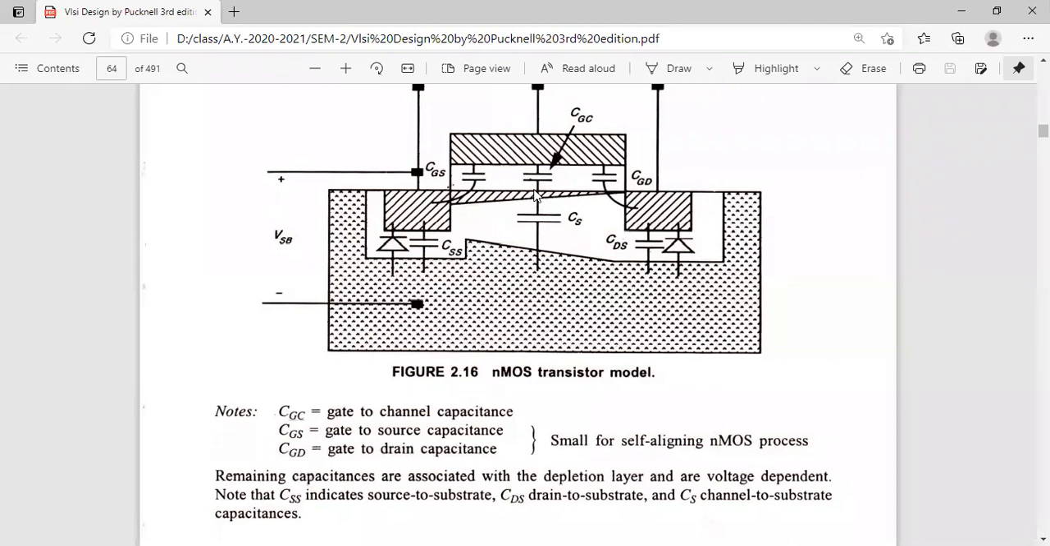We have different types of capacitances, you can see here. So this is the gate material, and this is the oxide area. This is the oxide area, and this is the channel area. This thing is the channel area. And this is the depletion region, right?